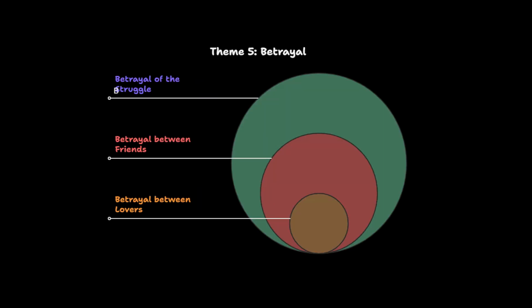Now, to move on, another major theme is the theme of betrayal, and the book itself is based on betrayal, from the betrayal of loved ones to the betrayal of brotherhood and sisterhood, and finally, the betrayal of the cause of revolution. So, firstly, let's talk about the betrayal of loved ones in the book.